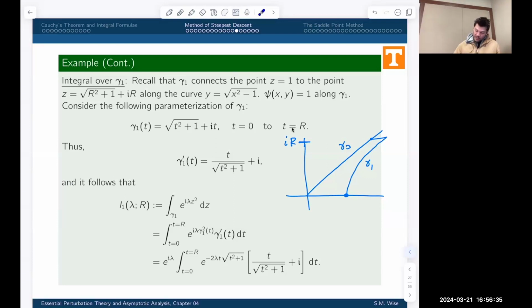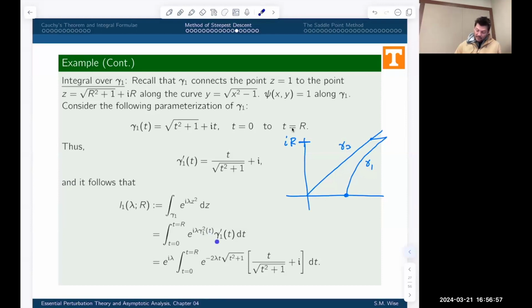All right, so this one we really are running in that direction. So we're going to integrate from t equals 0 to t equals r. Everywhere you see z, put in gamma 1. So remember, our integrand was e to the i lambda z squared. So this is going to be gamma 1 squared.